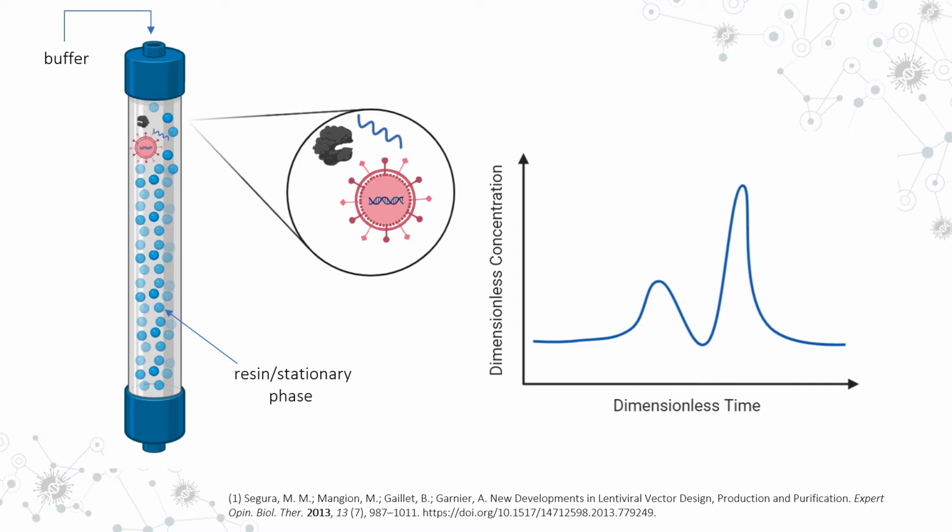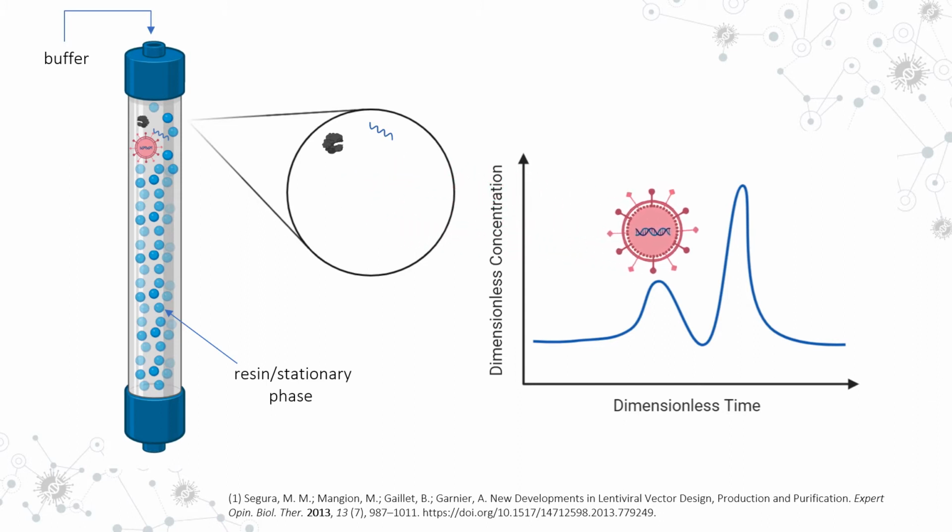The impurities, proteins, and DNA are much smaller in comparison to the LVs. As a result, they are able to enter the resin, or the stationary phase of the column. The LVs, however, remain in the mobile phase at all times, and as a result, exit the column much more quickly. This can be represented by the first peak on the graph. In comparison, the impurities take much longer to exit the column and are therefore represented by the second peak.